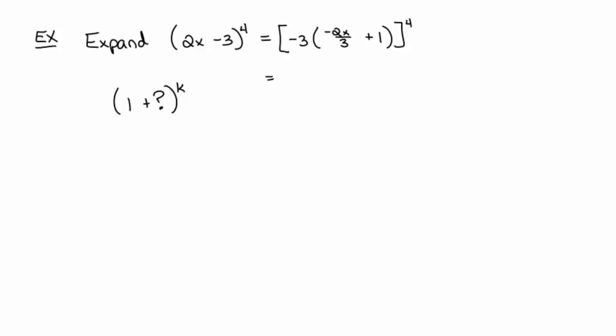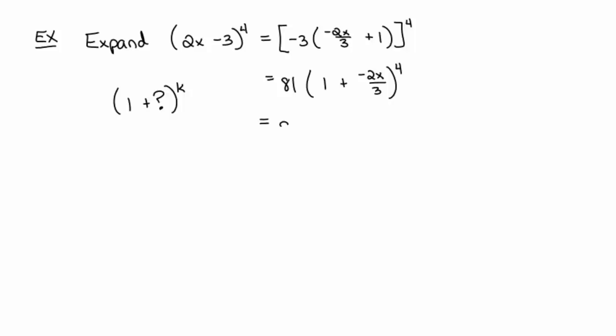And so that's the same thing as 81, because that's negative 3 to the fourth, times 1 plus negative 2x over 3, again raised to the fourth power. Now I'm ready to go, because that is 1 plus something raised to the kth power. So let's go ahead and see what this expansion looks like.